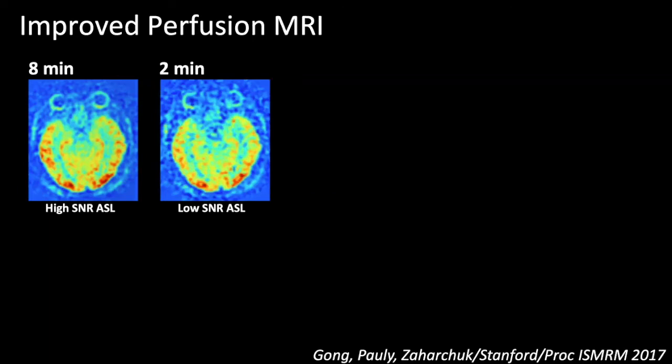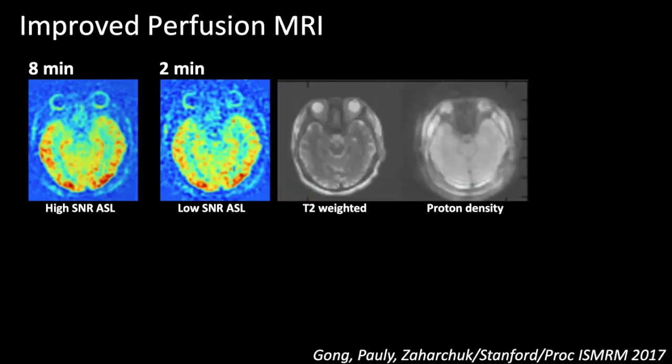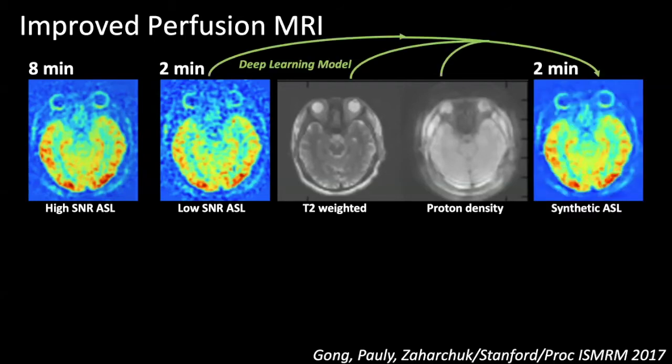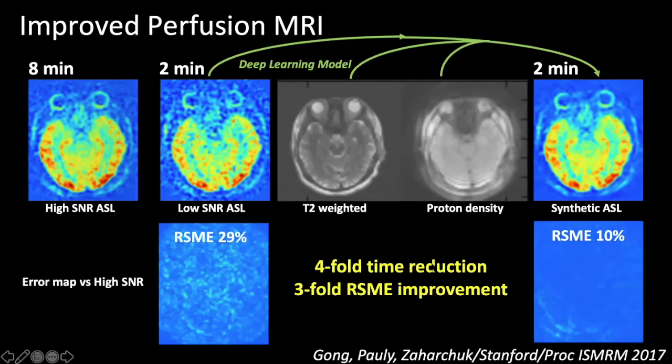So the question is, could you get a low-nex version of this, a 2-minute scan. Take that, combine that along with other images that you get for free from the pulse sequence, such as low-resolution T2 weighted and proton density images. And can you use this to train a deep network to create a synthetic image that is trained on this very high-resolution image shown on the left? And in fact, it turns out that you can do this. This is just the error maps between the gold standard high-quality image and the synthesized image. So you could see it's a much better representation of what you would have gotten if you waited 8 minutes in the scanner.